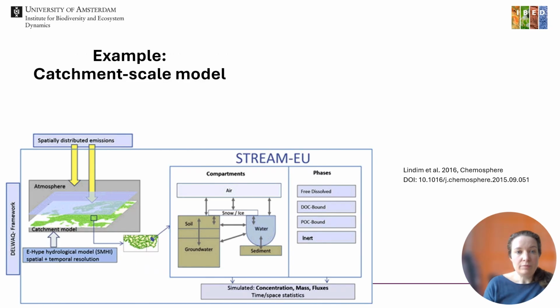So now I will briefly show you some examples of such environmental fate models. So here, for example, is a spatially and temporally resolved watershed model for the Danube River. It's also based on a multimedia mass balance modeling approach, and it's using the outputs of a hydrological model to better parameterize the individual boxes or individual compartments in this multimedia box model.